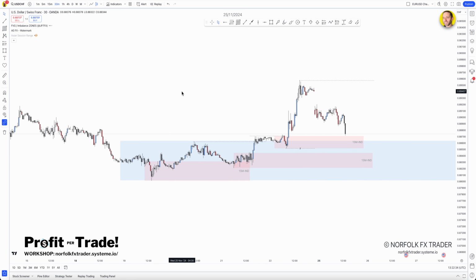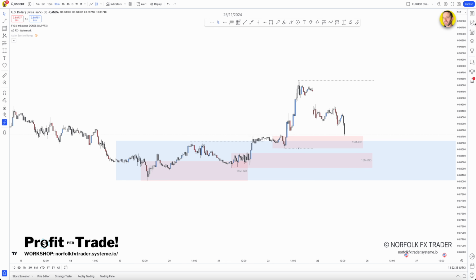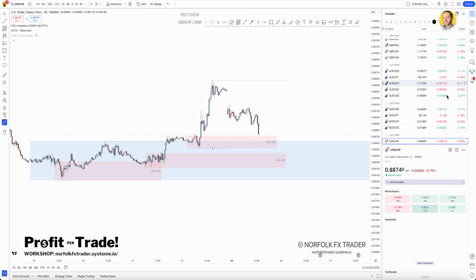So that's the outlook looking at the US dollar Swiss franc at the moment. If we push through all these demand zones, then we're going to see a shift in that structure and we potentially start seeing it selling off.